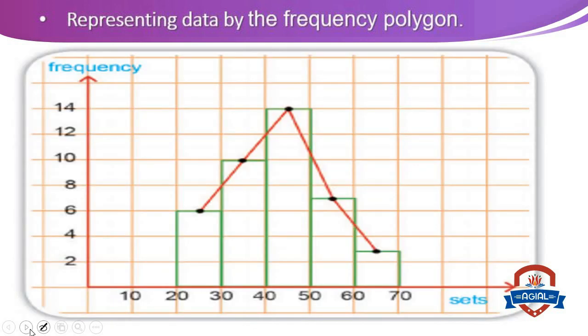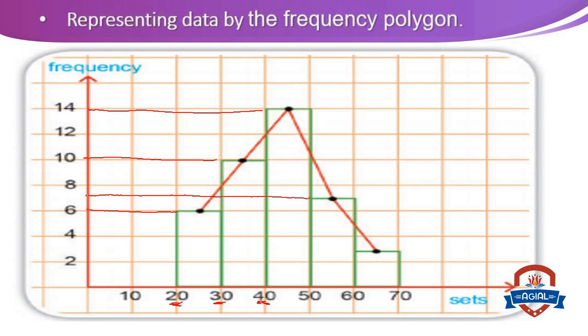Now let's look at this frequency polygon. We have the histogram. This histogram represents that from 20 to less than 30, we have 6 workers, from 30 to less than 40, we have 10 workers, from 40 to less than 50, we have 14 workers, from 50 to less than 60, we have 7 workers, and from 60 to 70, we have 3 workers.